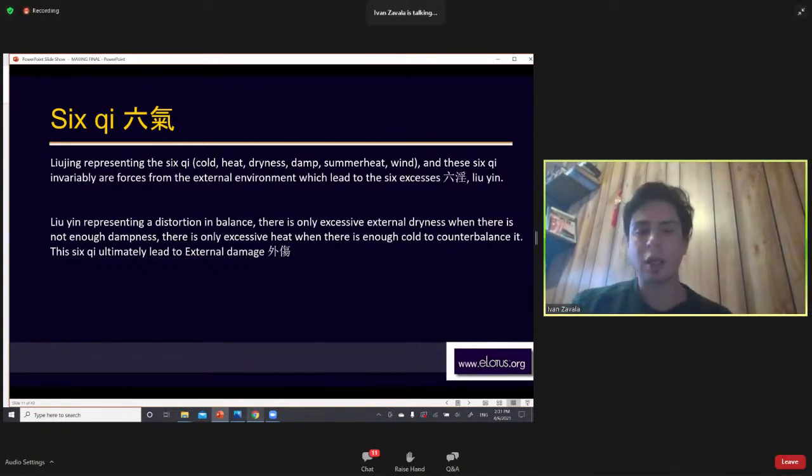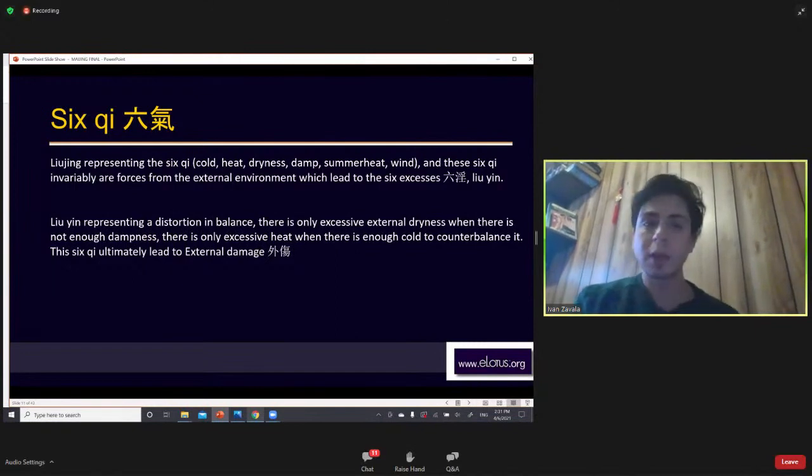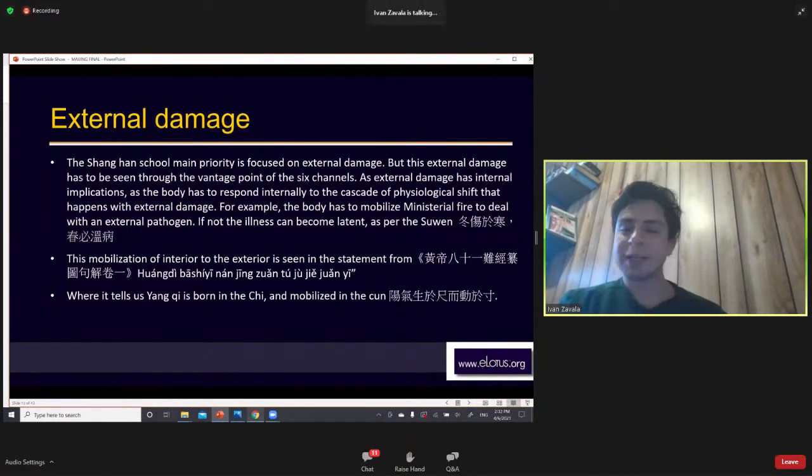These six qi ultimately lead to Waishang, right? External damage, right? That's when wind becomes the chief of the 100 illnesses, right? When there is not enough fire to balance wind, right? So that's the idea, right? Cold only becomes pathological when there's not enough heat to balance out the violent nature or the pestilent nature of cold. So external damage. The Shanghan school's main priority is focused on external damage.